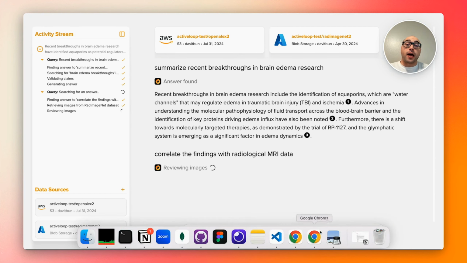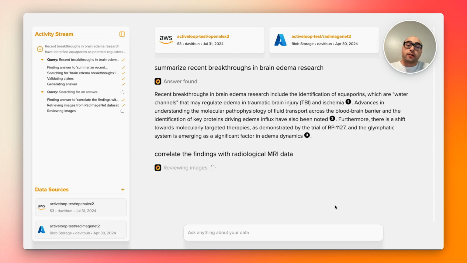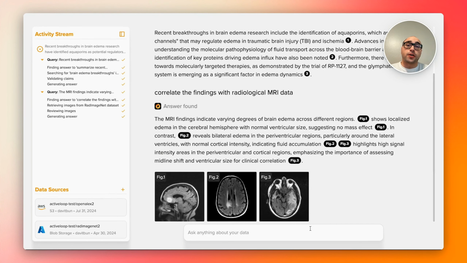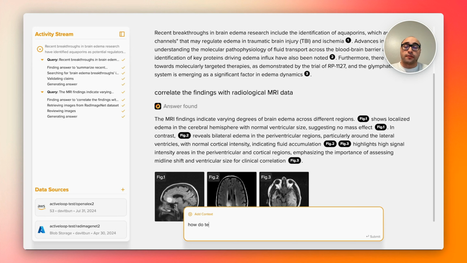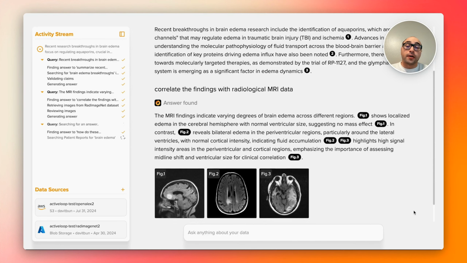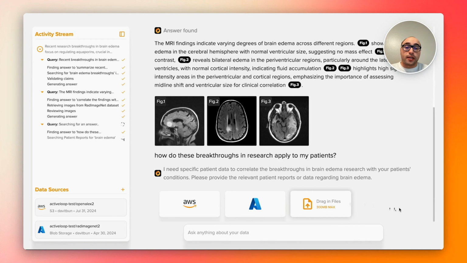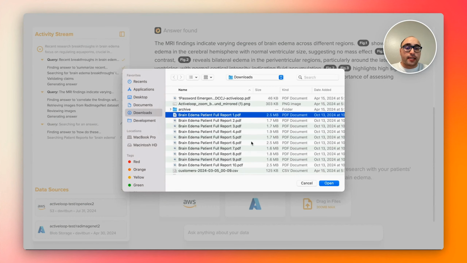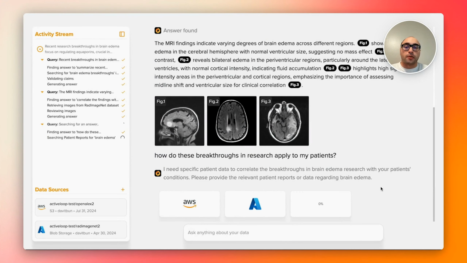Next, we'll ask it to actually correlate the findings with the radiological MRI data that we have included. The agent is going to go and understand which of the radiological findings actually contain instances of brain edema and then cross reference them. The next step would be asking it, okay, how does this apply to actually my patient data? Very importantly, our agent won't hallucinate. It will understand we actually don't have that data available and it will prompt you to upload the missing data.